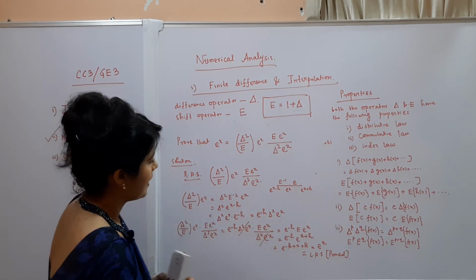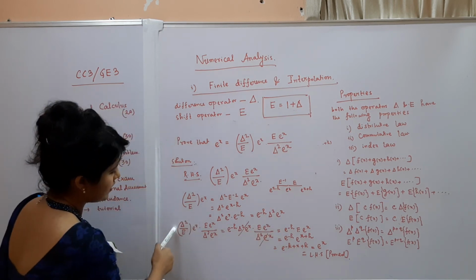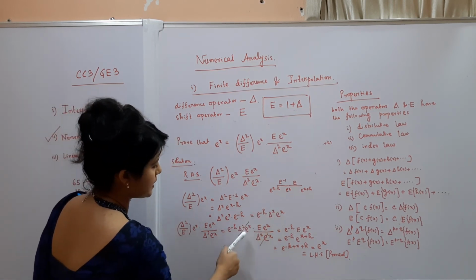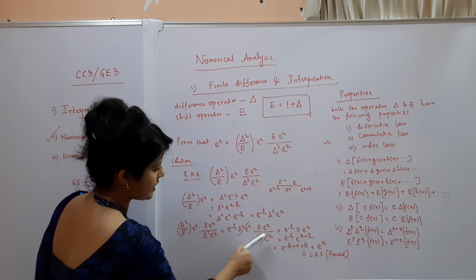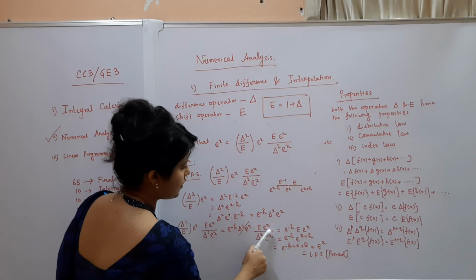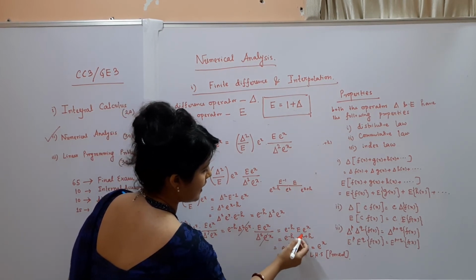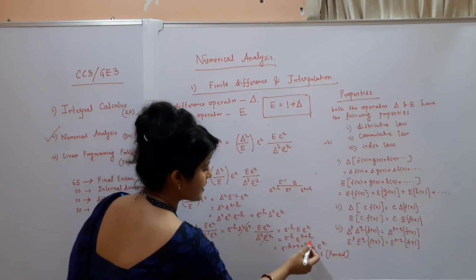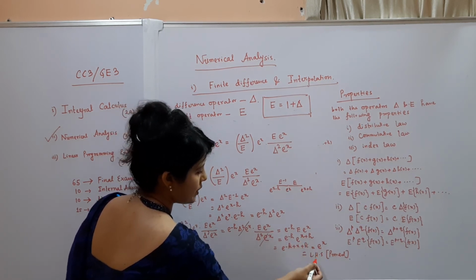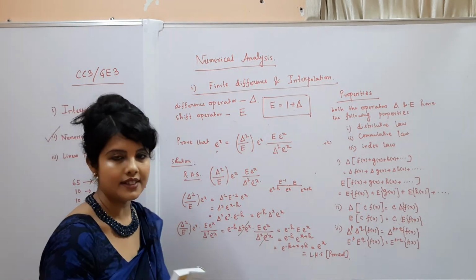So this came out, and therefore delta square e to the power x. Now this portion is replaced by this expression, and this delta square e to the power x and this delta square e to the power x are cancelled out, and therefore we are left with only this portion. Okay, and whenever e is applied on e to the power x, you will get e to the power x plus h, and therefore finally e to the power x, and this is the left hand side. Hope you will understand this.